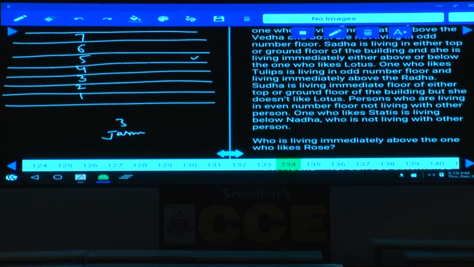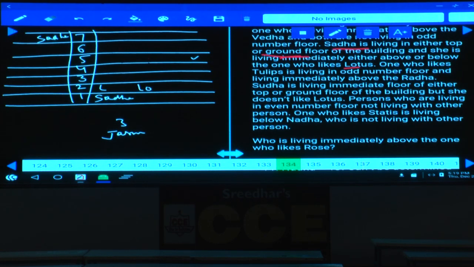Now, Sada is living in either top or ground floor, and she is living immediately above or immediately below the one who likes lotus. Now, Sada is either on the top floor or on the ground floor. Let us take 2 different possibilities. If Sada is here, that is one possibility. And the other possibility: Sada is here, that is the second possibility. Clear? Hence, lotus can be here.